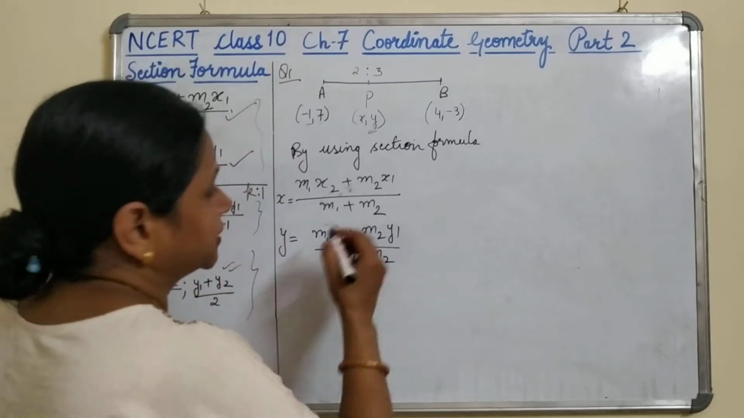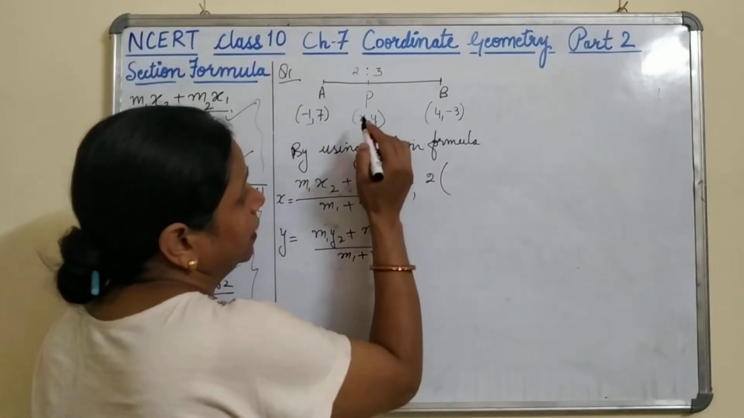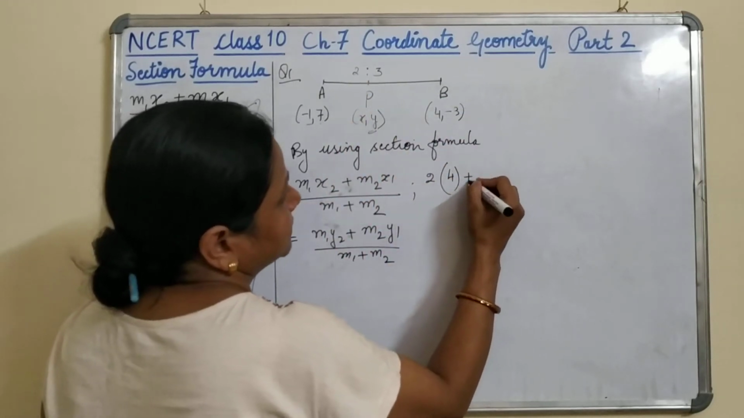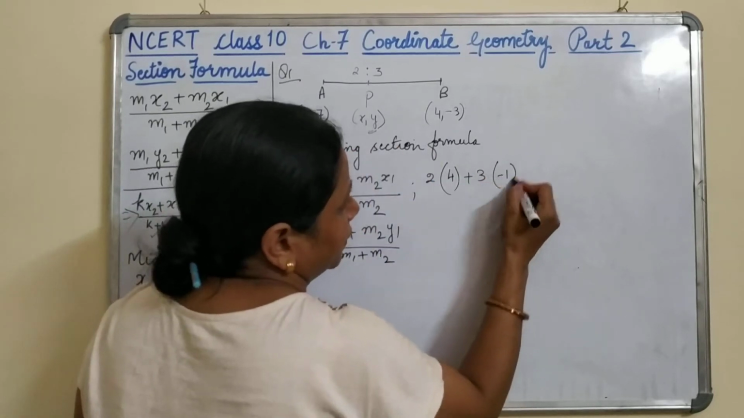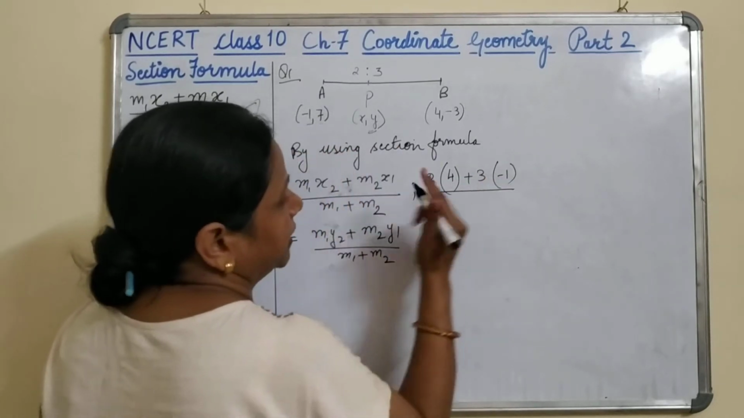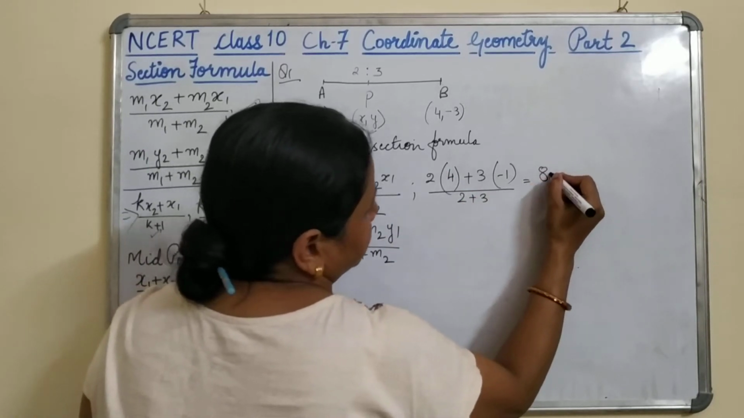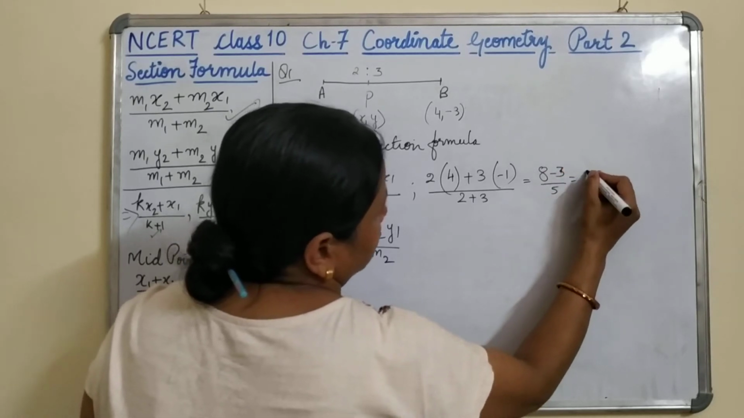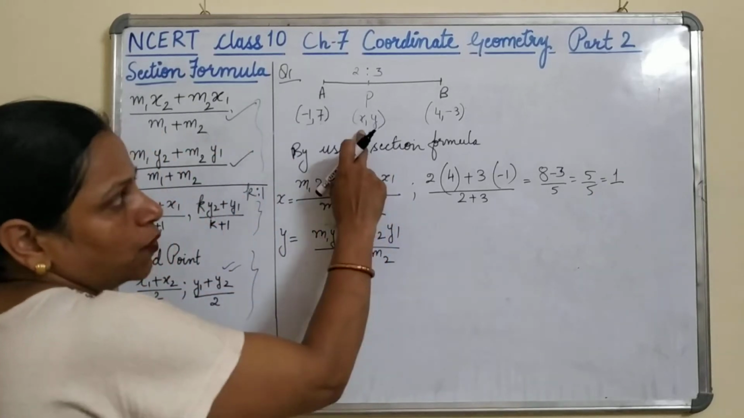Fine. Now let us find the x coordinate. M1, what is m1? 2. Then x2, what is x2? 4. Plus m2 is 3. x1 is -1 upon m1 plus m2 means 2 plus 3. Solve it. 2 4s are 8, plus minus 3 1s are minus 3, and upon 5, so it comes out to me as 5 upon 5, as 1. So x is 1 over here.